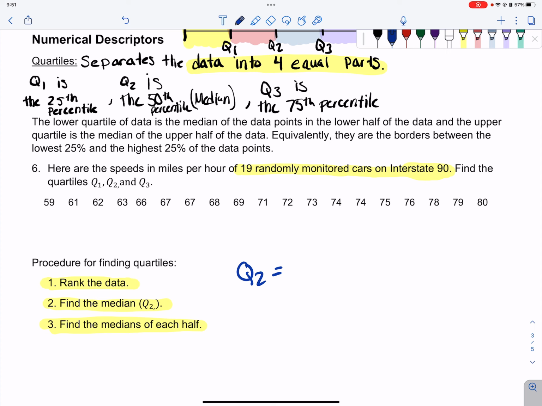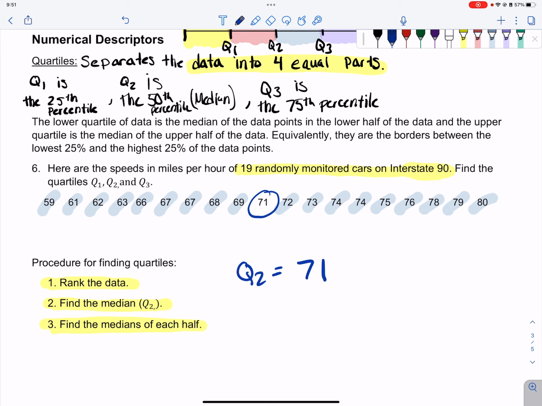But now let's find our median. I like to do this by crossing one off from both sides until I get to the middle value or middle 2 values of our data set. In this one, we have an odd amount of numbers. We have 19 values, so that means we are going to have one number in the middle. And there we get our number in the middle, 71. So that is Q2, 71.